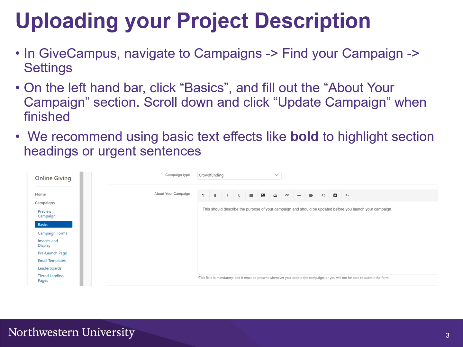On the left-hand bar, you'll click Basics in the screenshot below, and fill out the About Your Campaign section with the content that was approved by the staff liaison. Once you have entered it in and are happy with how it is looking on there, you can scroll down and click Update Campaign so that it will save.